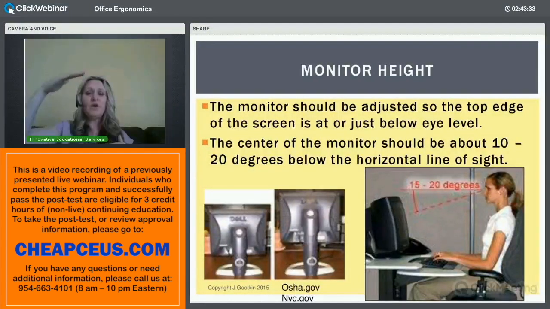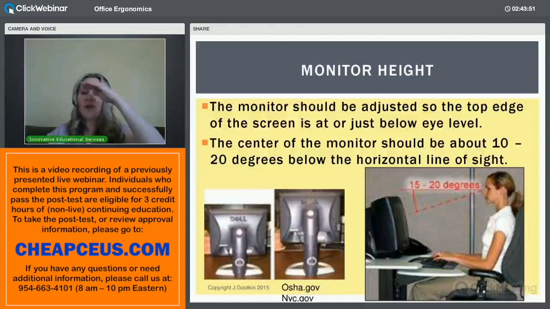Looking at the height of the monitor, we want it set so that if we look at eye level to the top of the monitor, the monitor is maybe an inch or two below eye level. That's about 10 to 20 degrees if we were physically measuring it. So we want the top edge to be about that 10 to 20 degrees. You may find for many individuals you need to take the monitor off the computer itself and put it down. If it's too high, it leads to too much cervical extension.